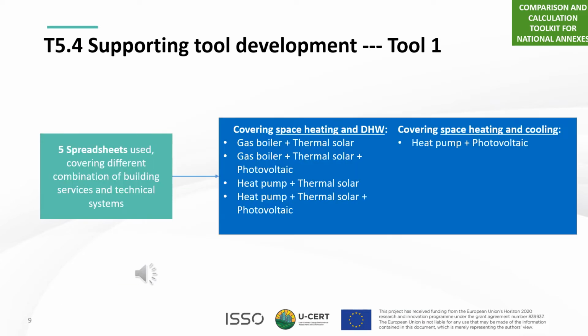A total of 5 spreadsheets were used, covering different combinations of building services and technical systems. So, covering space heating and domestic hot water needs, there are this set of spreadsheets served by these reported technical systems, which may be a gas boiler or a heat pump, combined with thermal solar collector and photovoltaic panels. While covering space heating and cooling, there is this other spreadsheet served by a heat pump and the photovoltaic panels.